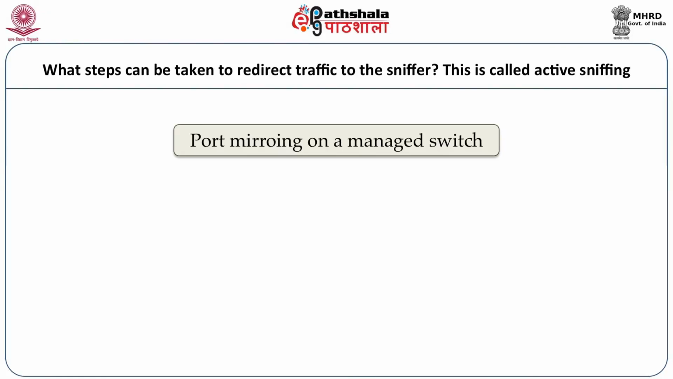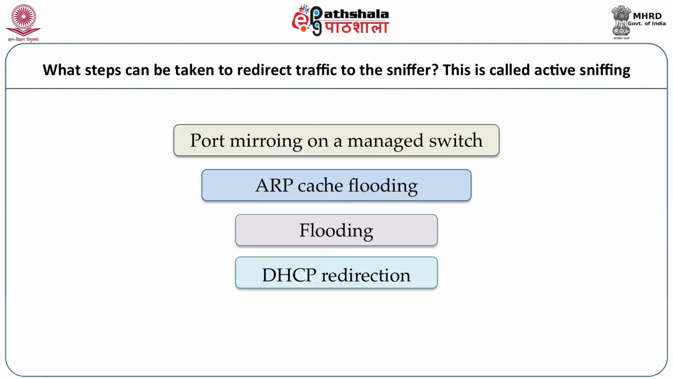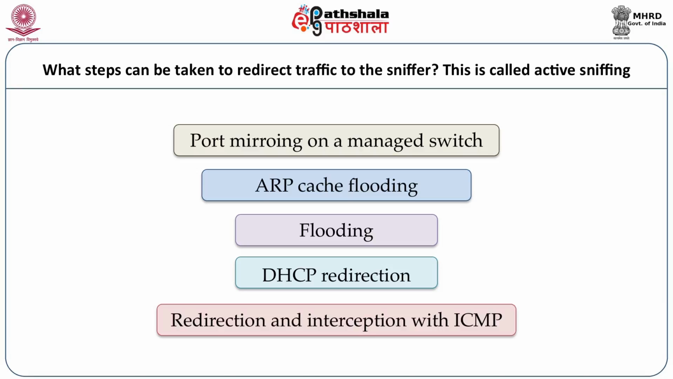Next is what steps can be taken to redirect traffic to the sniffer. This is called active sniffing. It can be done by port mirroring on a managed switch, ARP cache flooding, DHCP redirection and interception with ICMP.